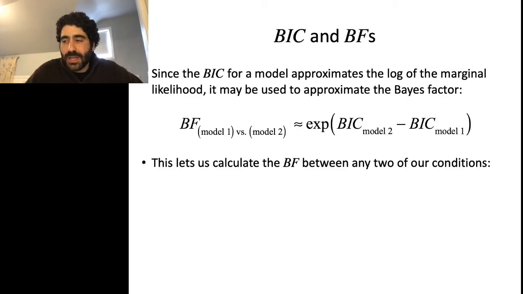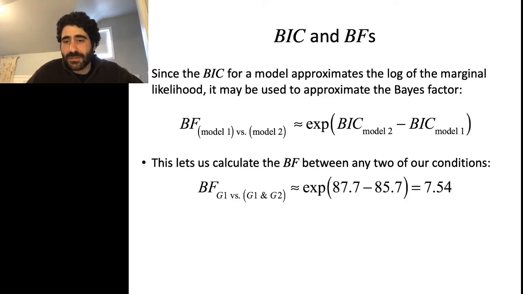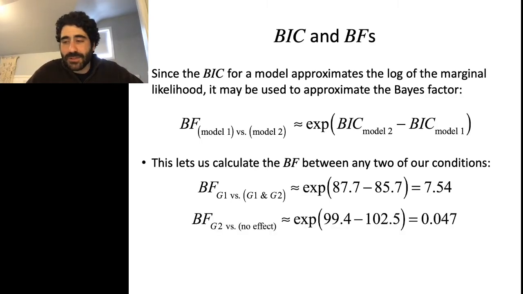Okay, so we can compute Bayes factors just by subtracting BICs and then taking the exponent. So for example, if we want to compare the G1 model versus the G1 and G2 model, we just take their BICs, subtract them, and take the exponent, right? So e to the 2 here, basically, is 7.54. We could also compare these two models, the Bayes factor of G2 versus the null model. Here it is saying the null model is a bit better.